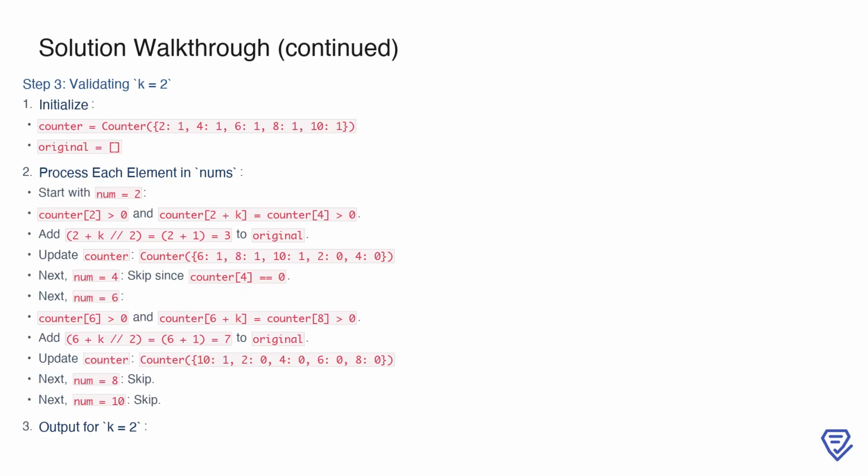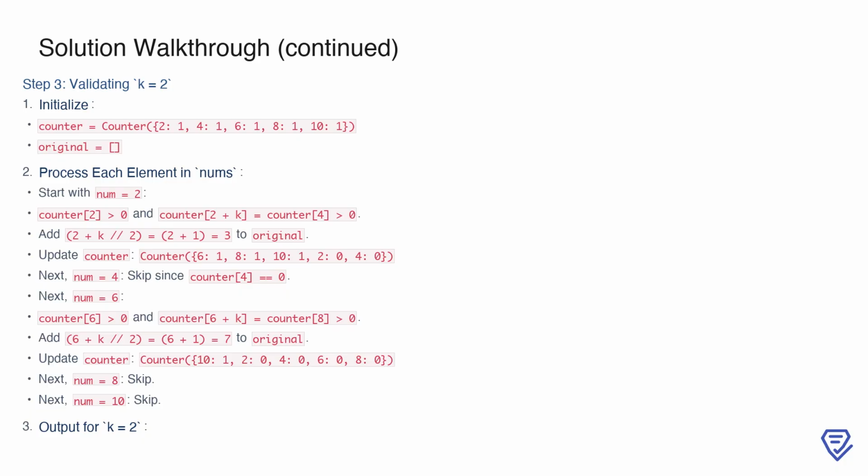The counter becomes {6: 1, 8: 1, 10: 1, 2: 0, 4: 0}. Next, for number equals 4, we skip it because its count is 0. For number equals 6, we check if it and its pair, 6 plus k equals 8, are valid. Both are available, so we add 6 plus k//2 equals 7 to original and update the counter again. The counter becomes {10: 1, 2: 0, 4: 0, 6: 0, 8: 0}.